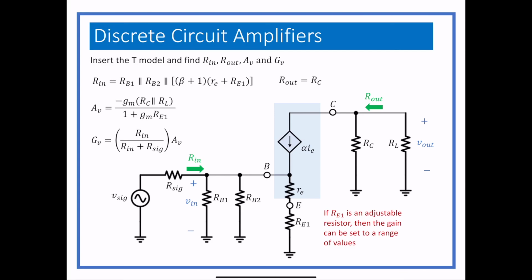Also, if you were to set RE1 to be an adjustable resistor like a potentiometer, you can build a circuit that has an adjustable gain. You can just turn the potentiometer, change RE in that unbypassed part, and make the gain go up and down at will, depending on what your desires are.